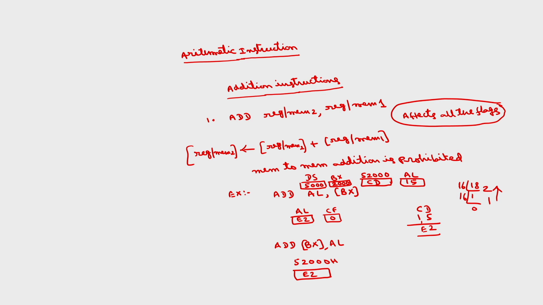So the second ADD instruction is ADD register with data. If this is an 8-bit register, 8-bit data; 16-bit register, 16-bit data. So directly the data will be added with the register and stored back in the register.